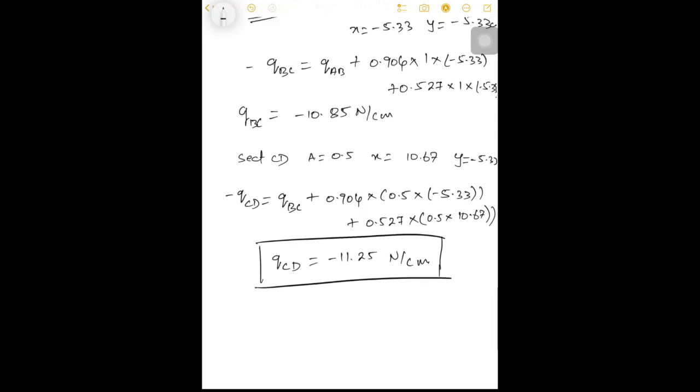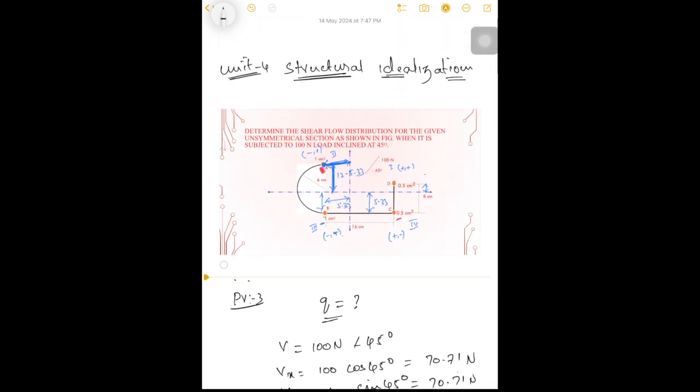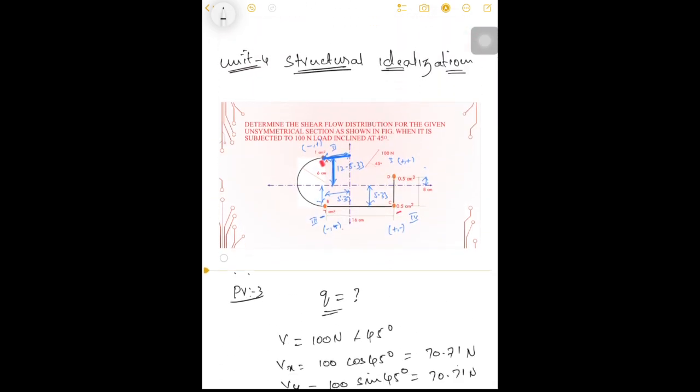Okay, so we have identified the shear flow distribution for the given problem. Thank you.